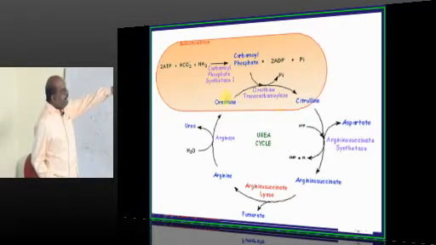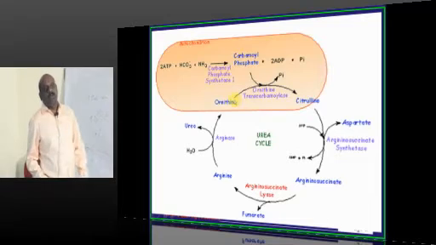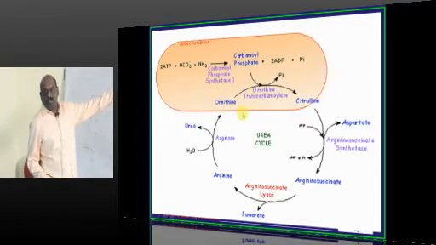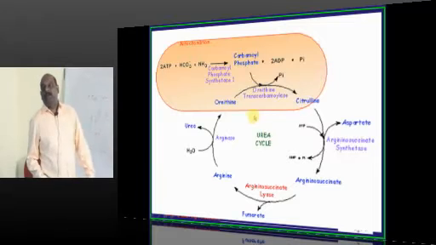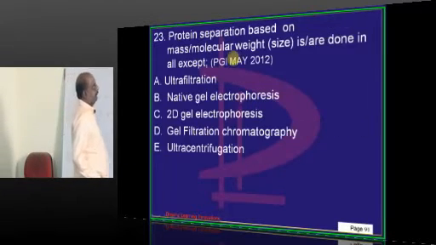Then ornithine transcarbamylase also is basically located in the mitochondria. Better to remember these two, located in mitochondria, is what I want to underscore to all of you.